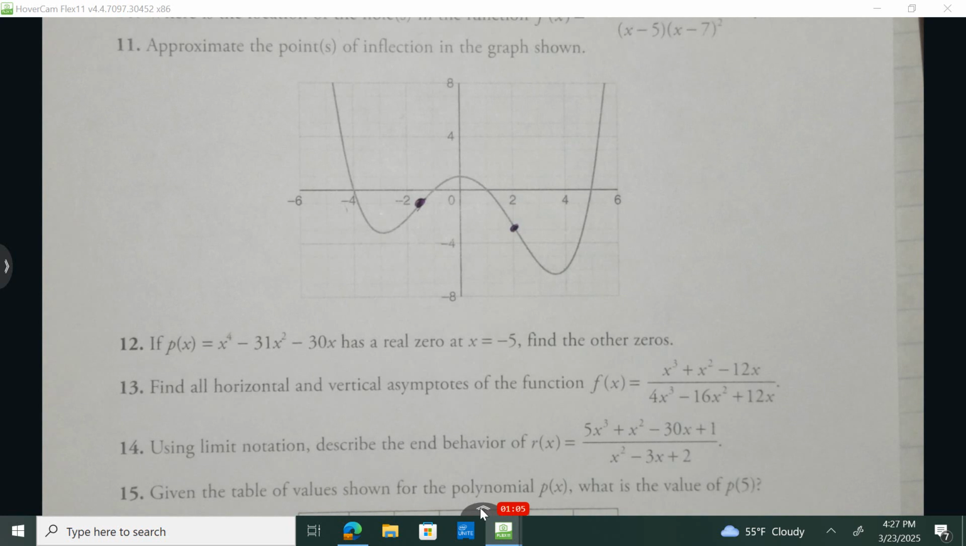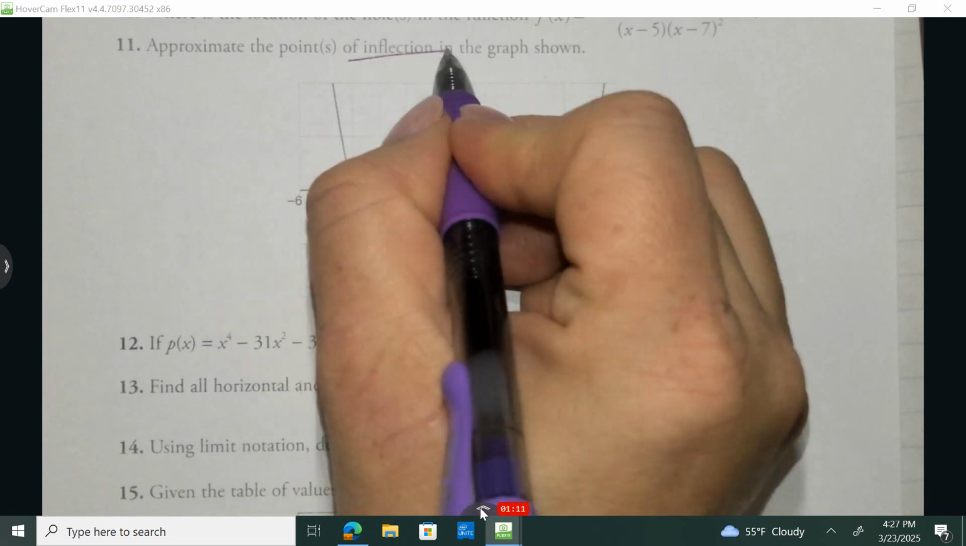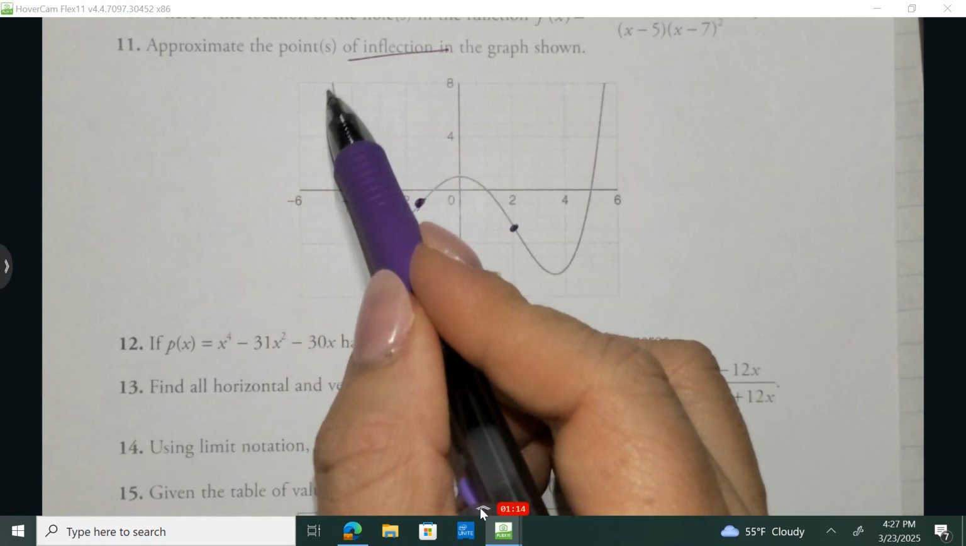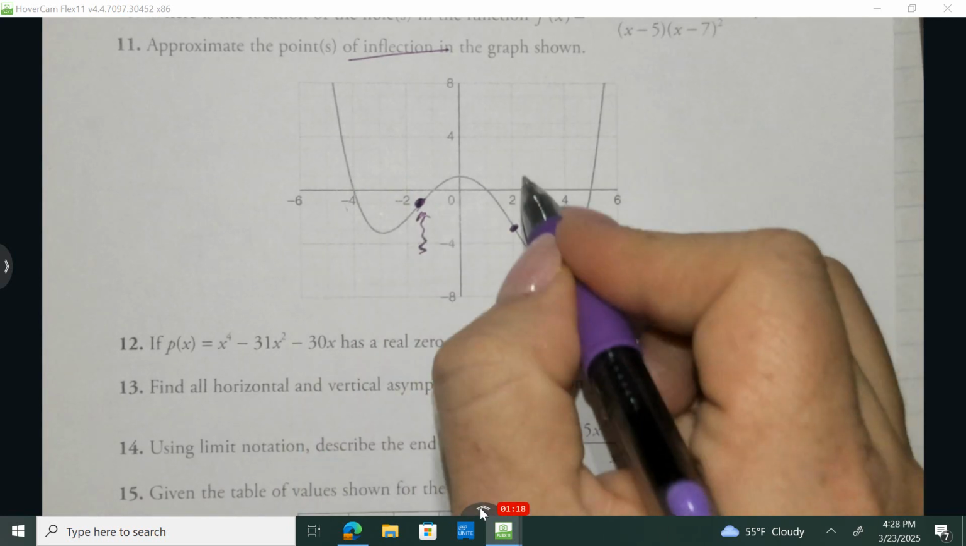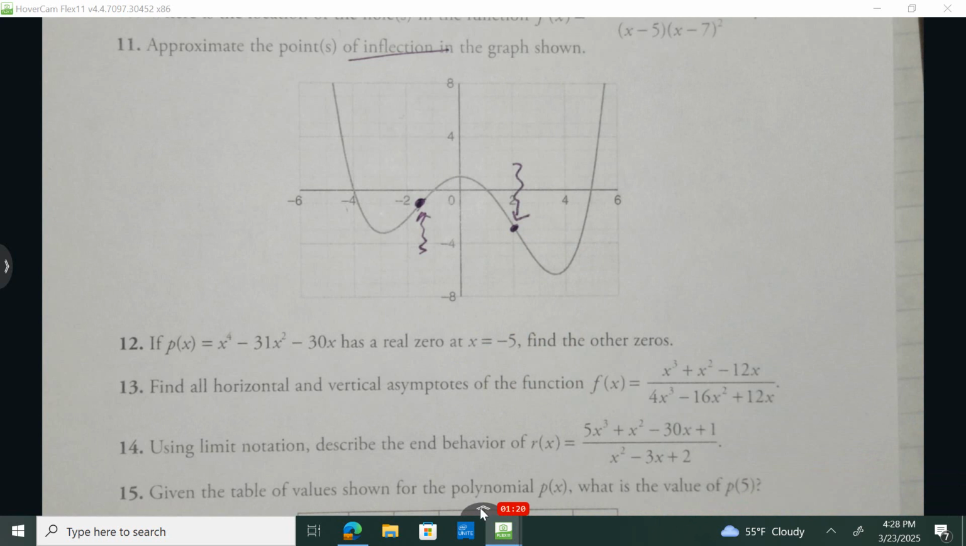And so sometimes in the past I've heard students mix up the words turning points and inflection points. Again, inflection points is where does it change the concavity. So concave up, concave down, concave up. So if we had a graph in which we could see the points a little bit better, we would just come up with the ordered pairs for these inflection points.